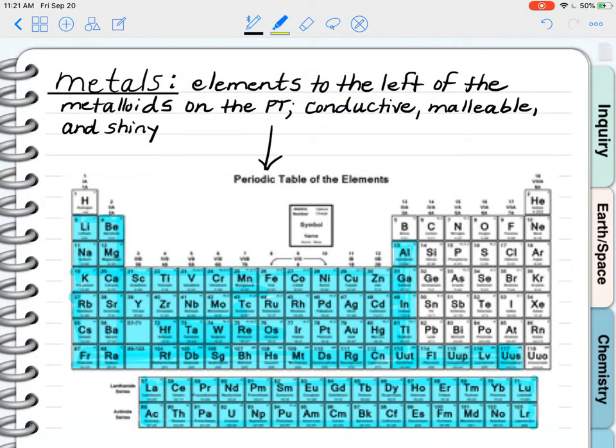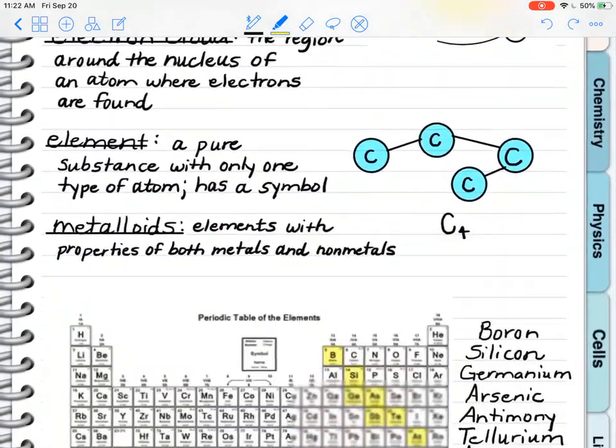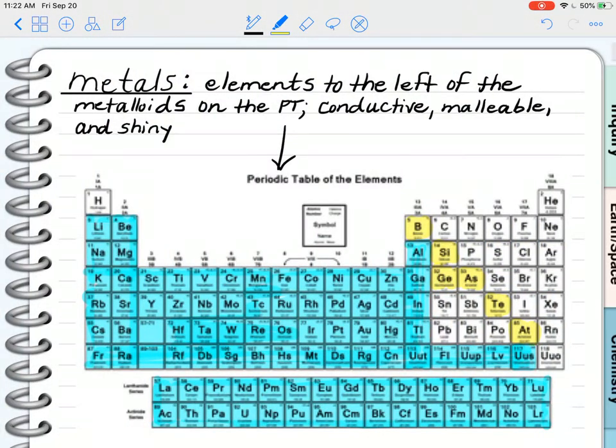And remember, the metalloids that we just talked about are these. I'm missing one. SB. Wait a minute. Yes. Because it doesn't sound like antimony. So those are the metalloids that we just looked at. The metals are the ones in blue. Okay.